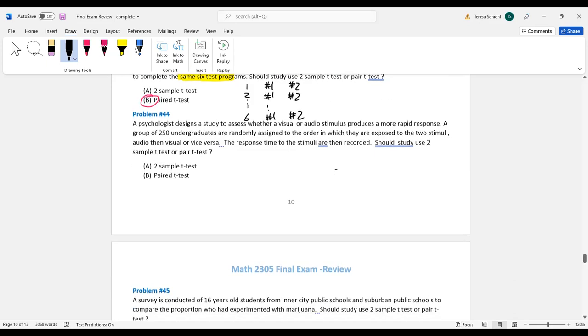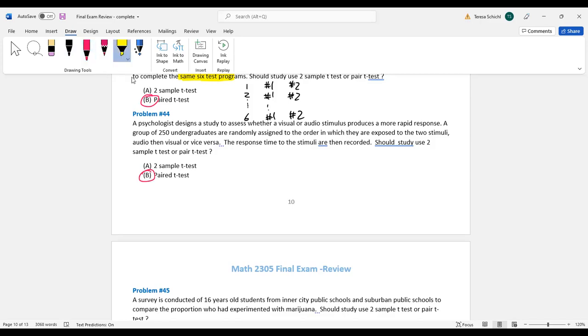Okay, let's take a look at number 44. A psychologist designed a study to assess whether a visual or audio stimulus produces a more rapid response. A group of 250 undergraduates are randomly assigned to the order in which they are exposed to stimuli, the visual versus the audio. Okay, so the response times are recorded. Should the study be a 2 sample t-test or a pair t-test? What are the answers here? This one will be a pair t-test, right?